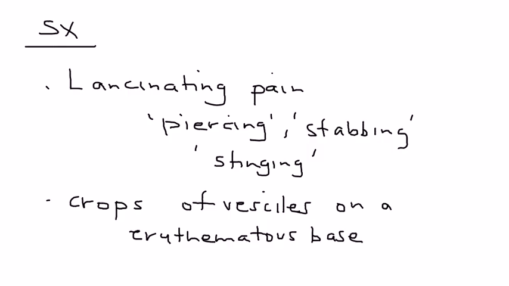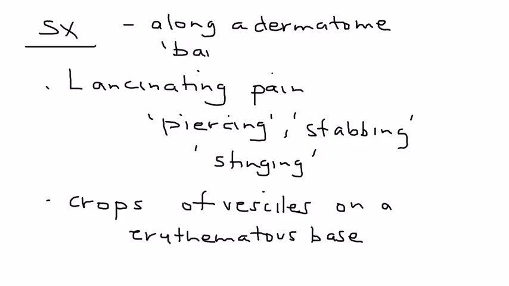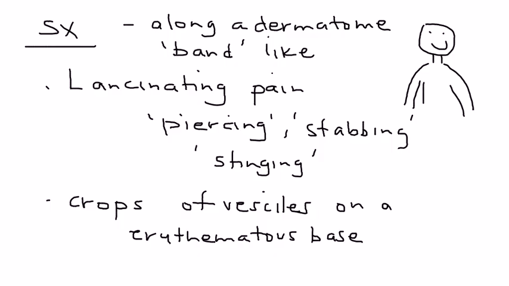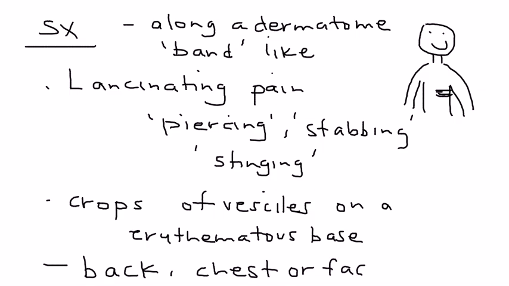And perhaps the most common thing that they mention in clinical vignettes is the fact that it's along a dermatome. Even if they don't mention the word dermatome, they will imply it by saying band-like rash. So if you have a person and they've got a rash on their body, the rash will be involving a band. And there's very characteristic photos of this that I encourage you to look up. Most commonly on the person's back, but also it can be found on the chest or face as well.